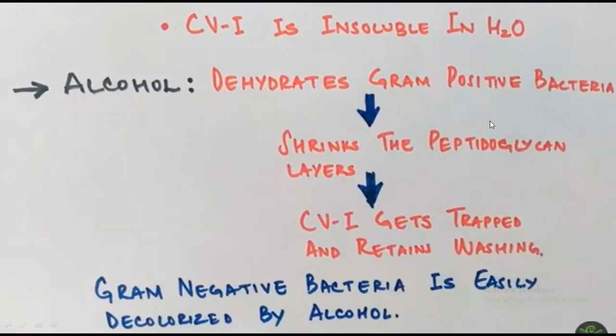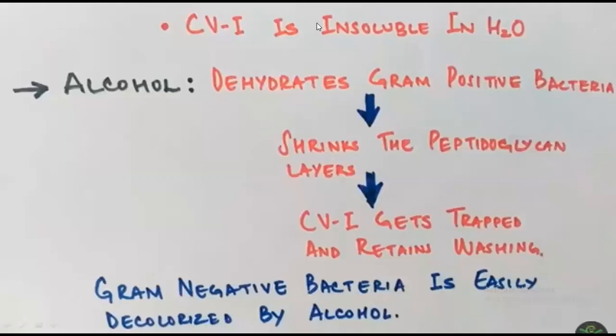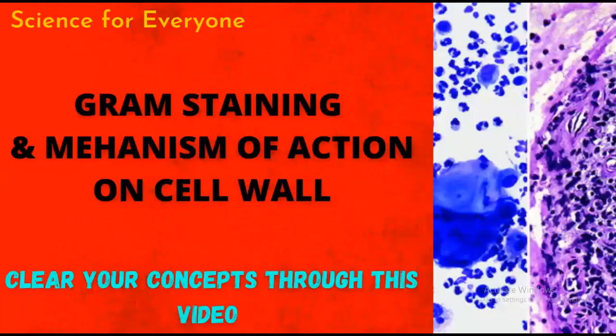which means what does it do? It shrinks the peptidoglycan layer, and the crystal violet dye gets trapped and retained after washing. This was the step I was telling you. And in gram negative bacteria, what happens? It is easily decolorized by the alcohol, and this is just because the peptidoglycan layer is very thin in size. So this was all about the mechanism of gram staining.